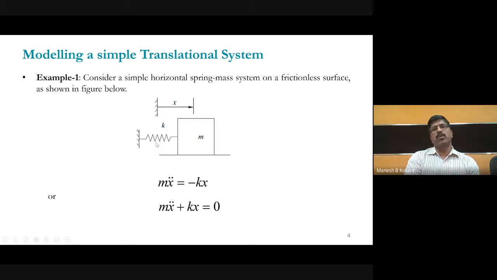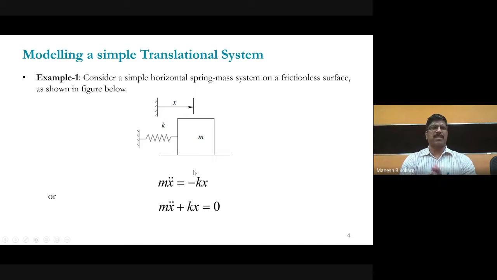And what is the force due to spring? That is equal to minus k into x. Okay, because this is in the opposite direction, that's why minus k into x. Now if you take this to the other side, it will be equal to 0. So if you add the force of the spring element and the mass element, it will be 0, right?